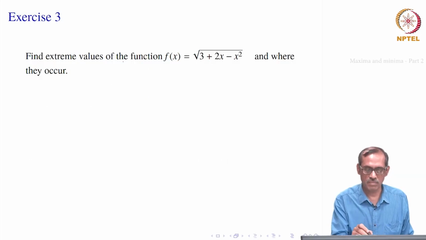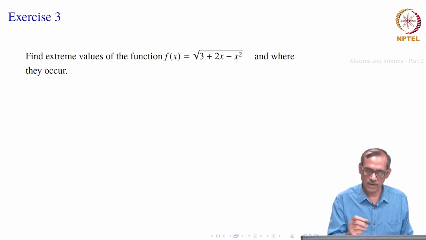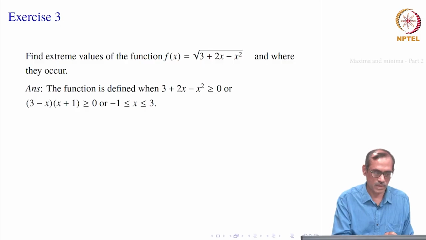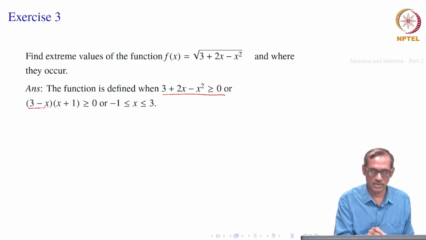So, find the extreme values of the function f of x equal to square root of 3 plus 2x minus x square, and also the points of the extreme values of function f of x. All these things we have to find. So, again we proceed the same way. Now you see we are not given the domain. So, what is the domain? It is a square root, so 3 plus 2x minus x square must be greater than or equal to 0. If you factorize that, that gives 3 minus x into x plus 1 greater than or equal to 0.